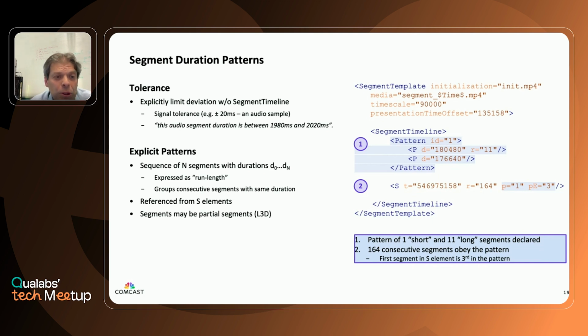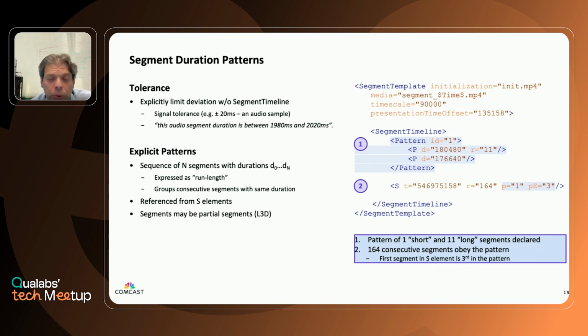So what was introduced is an explicit pattern. Number one on your right hand shows this pattern element, which describes a pattern with 12 segments of duration 180, 480, and then one shorter segment.